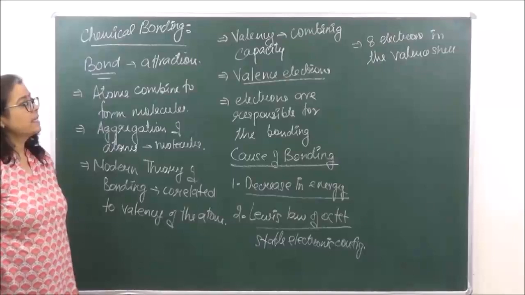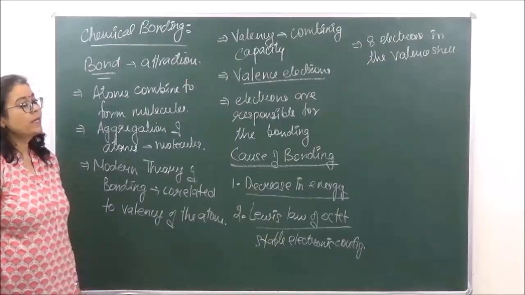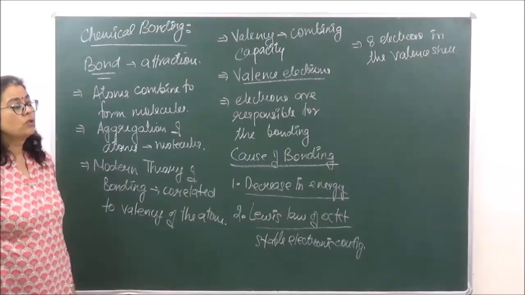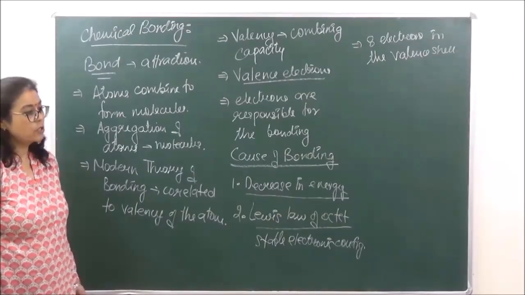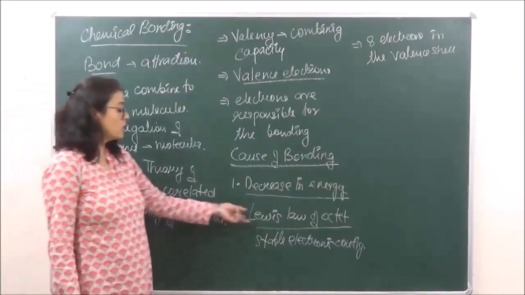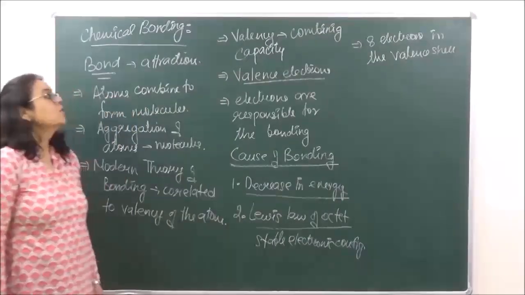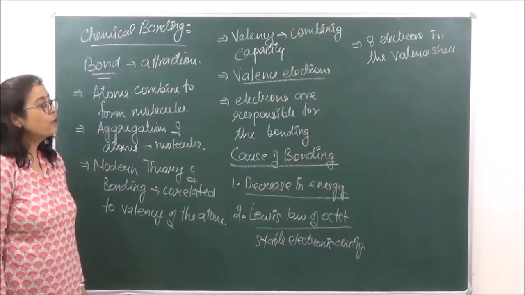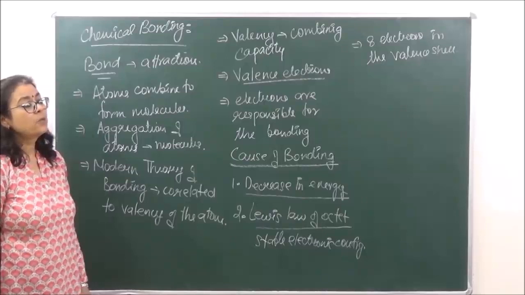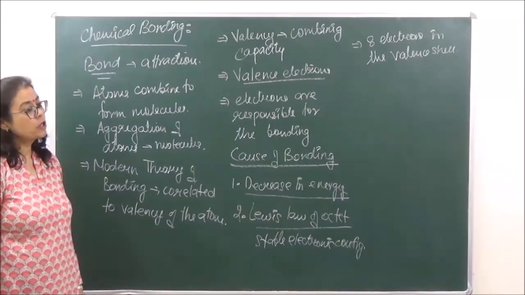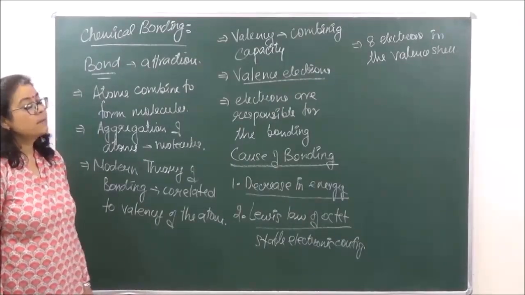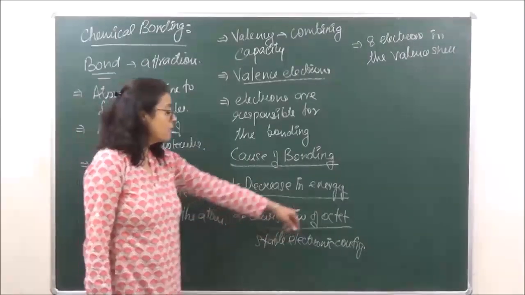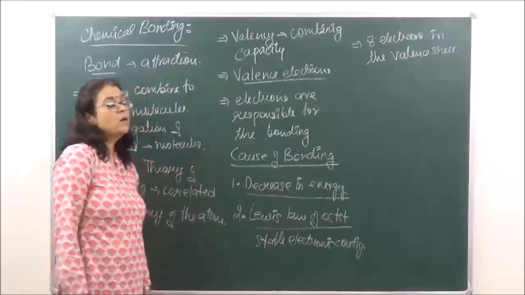Because of these 8 electrons, there is no tendency for the noble gases to either attract, remove or donate electrons. Okay, so Lewis and Kossel were two scientists who suggested that any atom would prefer to form a bond if it wants to attain the noble electronic configuration, the stable electronic configuration of 8 electrons in the outermost shell, and that was known as the octet rule.